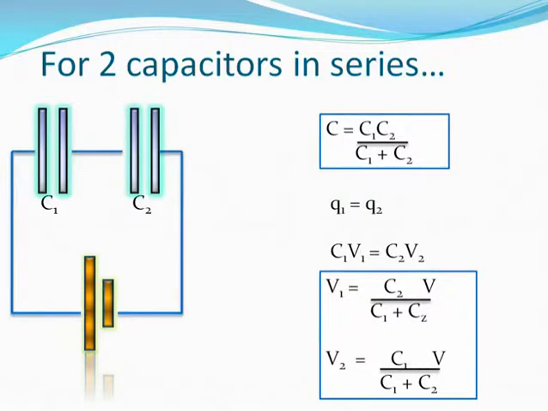So you must remember this point also, that the potential difference ratios across each capacitor in a series circuit is proportional to the inverse of the ratio of the capacitances. Understood?